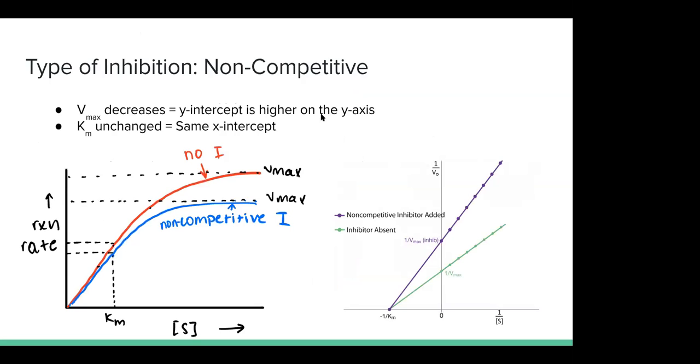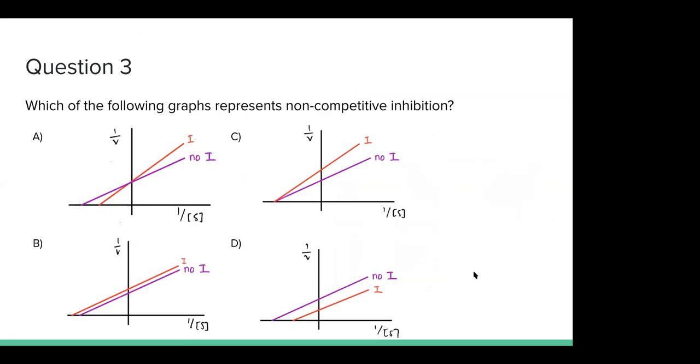Okay, so now that we've talked about the Michaelis-Menten plot and the Lineweaver-Burk plot, I hope you guys are ready for a question. Just a reminder, you can rationalize this question by paying attention to the intercepts.